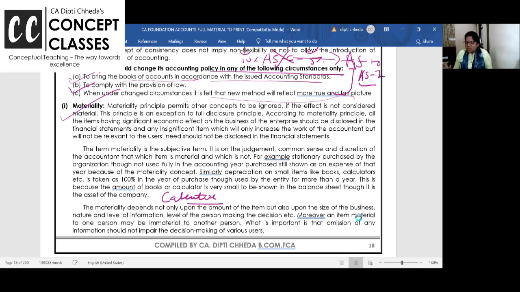So now you purchased a nice branded original calculator for 500 rupees and you are using it for the last 4 years in your journey from foundation inter to final. Can you say, oh, anything used for more than 1 year, no, capitalize in the books. Dipti ma'am ne sikhaya hai. AS10. Any expenditure, the benefit of which goes beyond 1 year, capitalize. Dhyan se suno, very interesting.